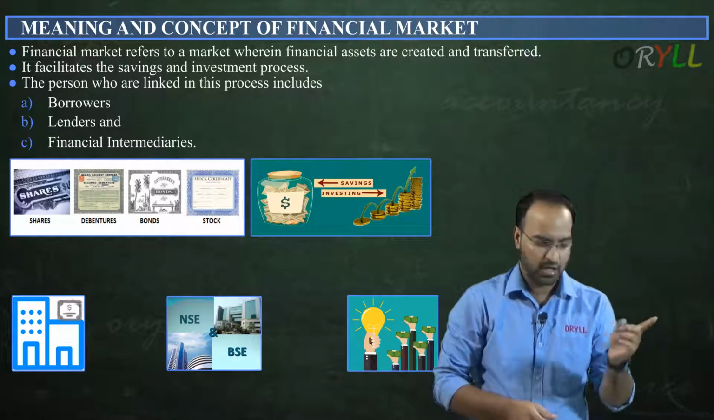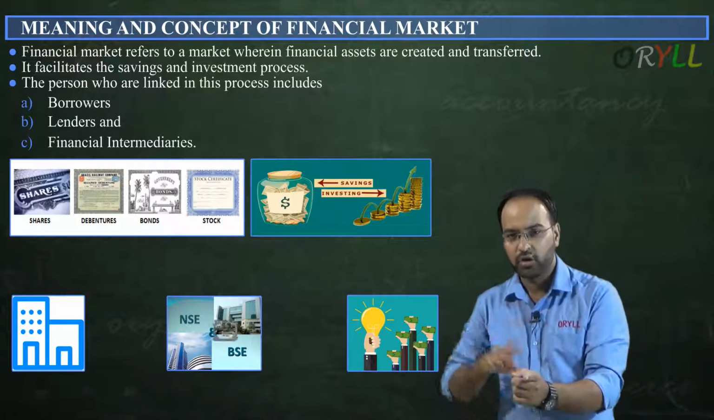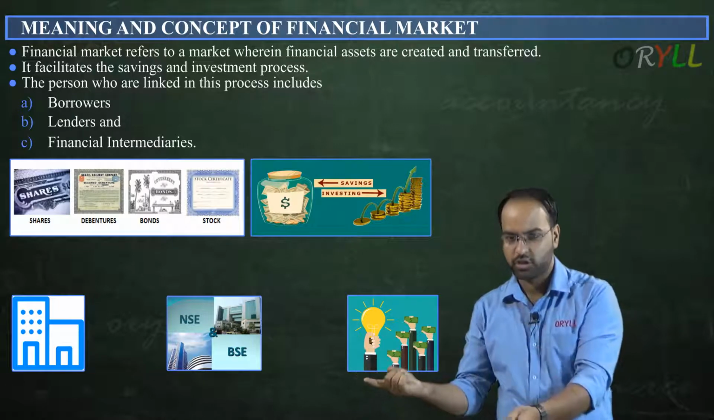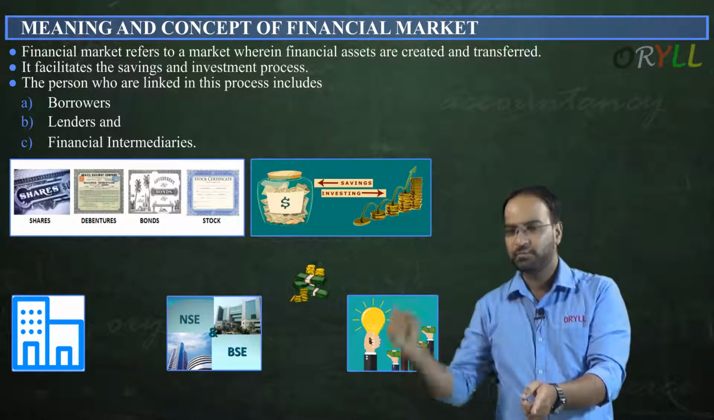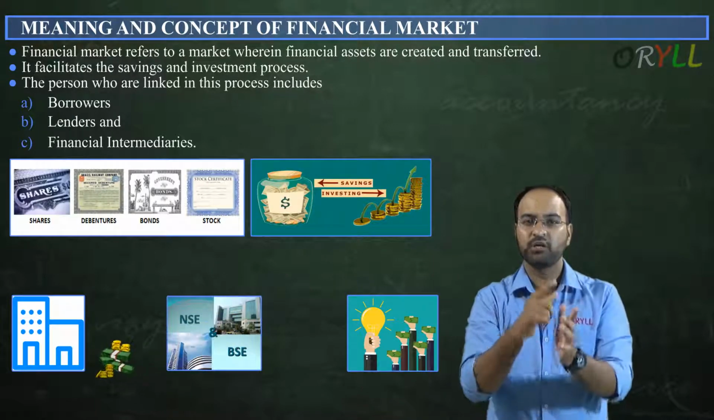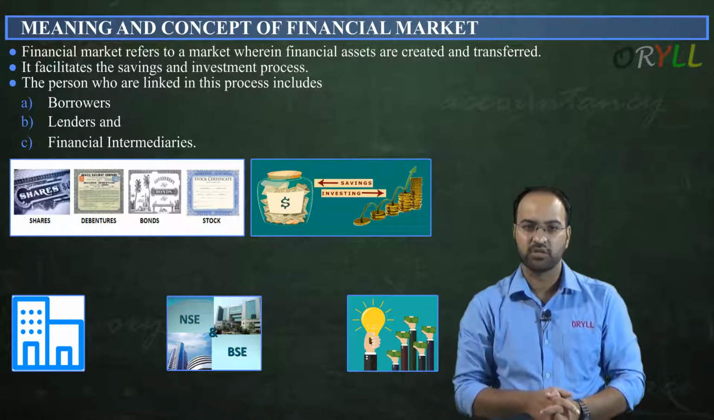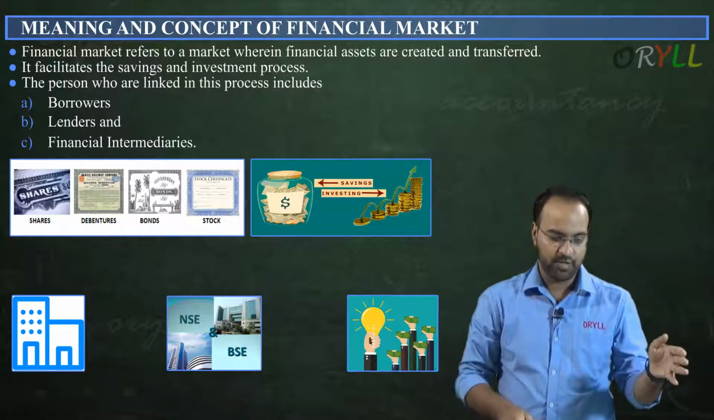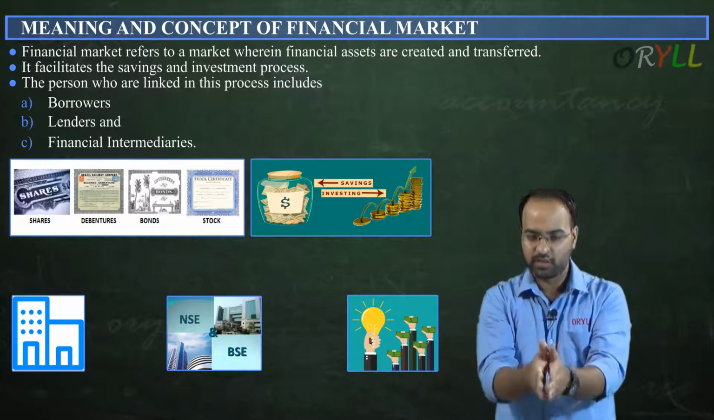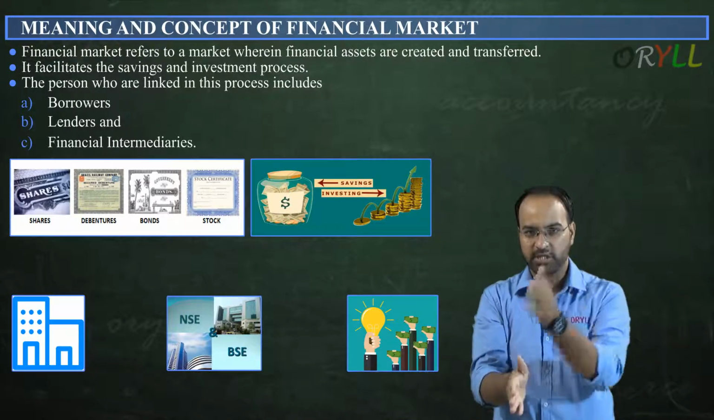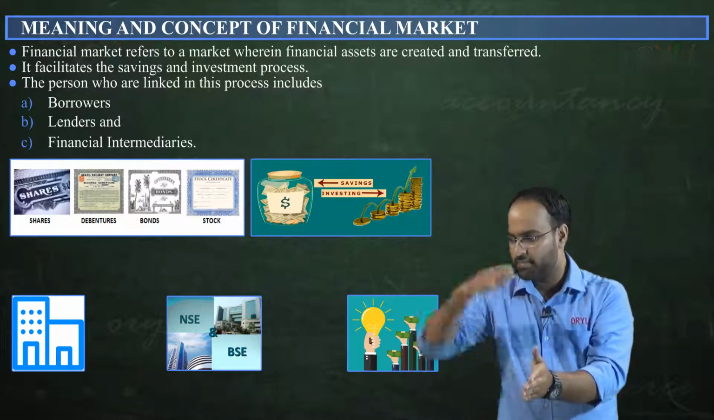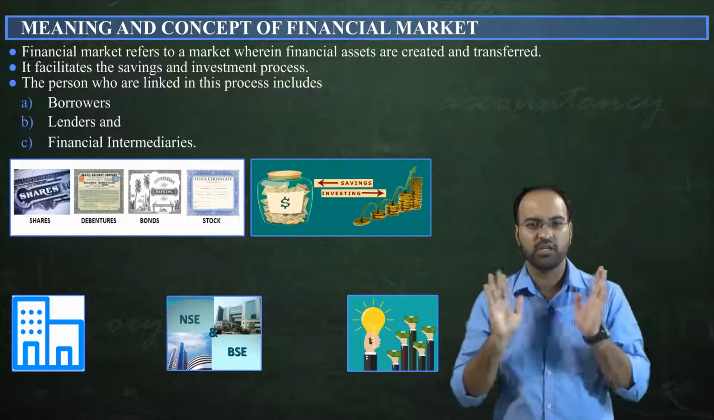So what will happen here? The company will give the shares to the public through the stock exchange, and the public will give their money to the company through the stock exchange. So what is happening here? The company and the public both are coming to this financial market. The company is giving the shares to the public in this market, and the public is giving the funds to the company in this market.